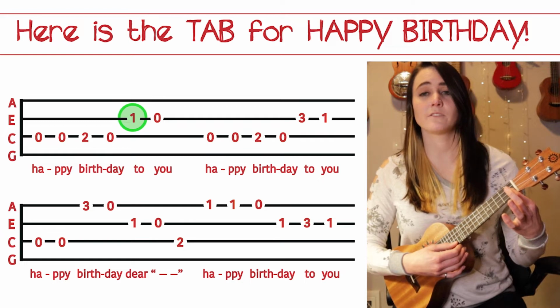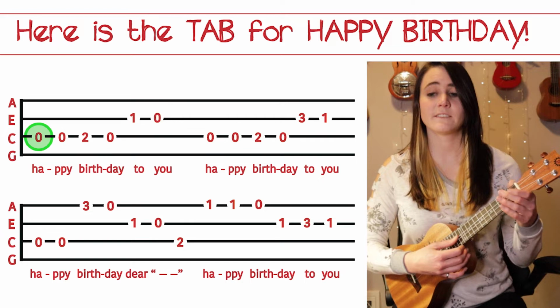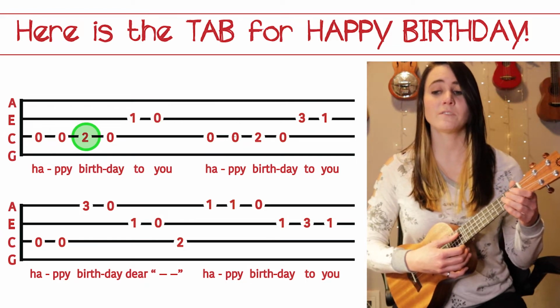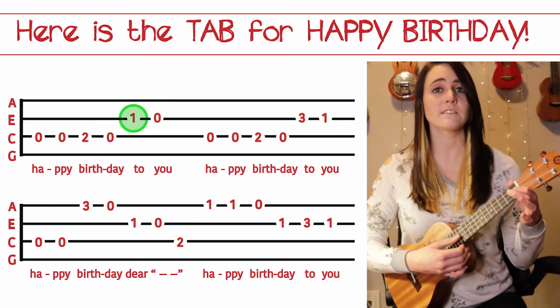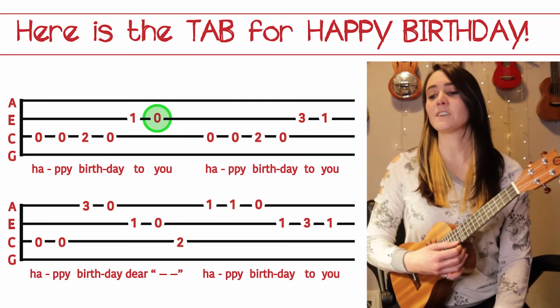2, and then 0. Let's play that whole first part. 0, 0, 2, 0, 1, 0. Awesome. Let's keep going. We see 2 more zeros.